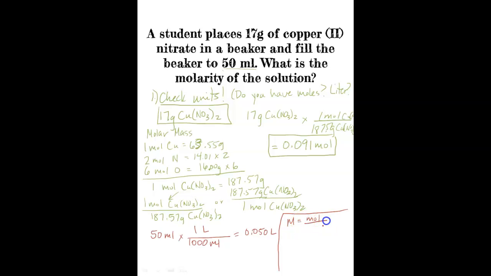Remember, molarity is moles over liters. I have my chemical in moles now. It's 0.091 moles. And I have the volume of 0.050 liters. That's my molarity, and the answer works out to be 1.02 molar solution of CuNO3.